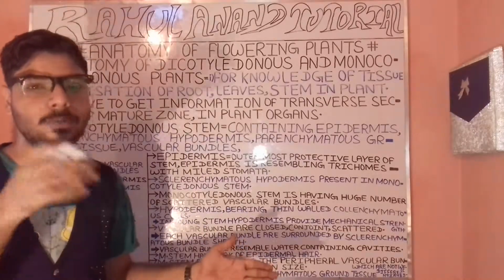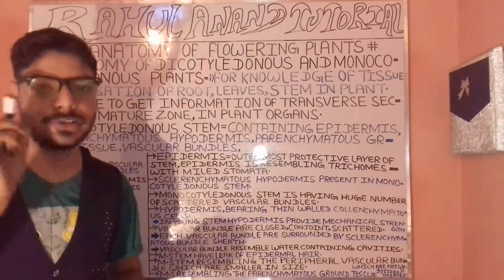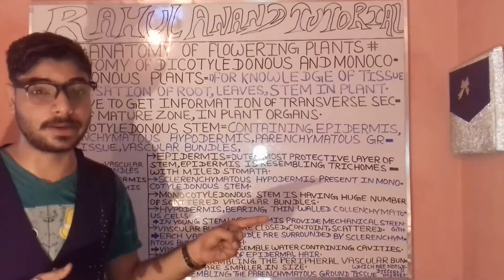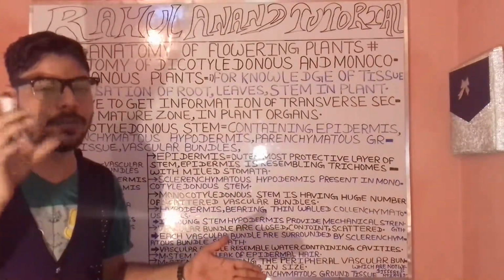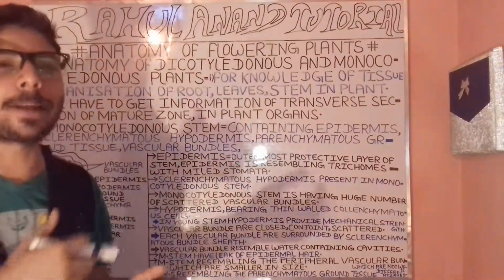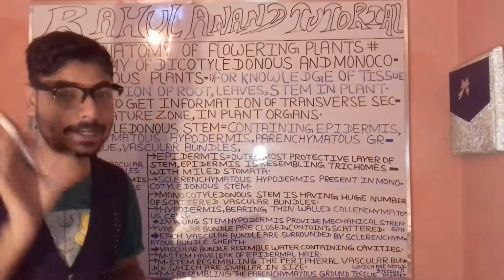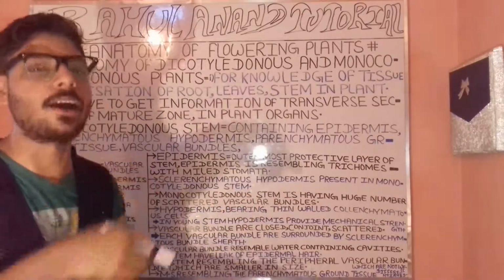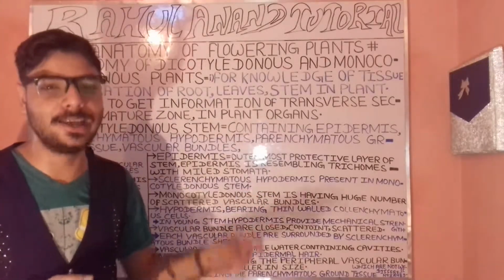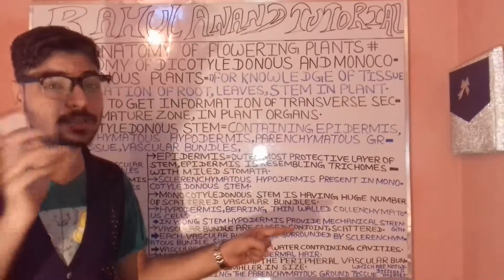But when the same type of hair is present in the stem region, it is known as the trichomes. Your epidermis also contains a small amount of stomata. What are the stomata, remember, as well as understood.